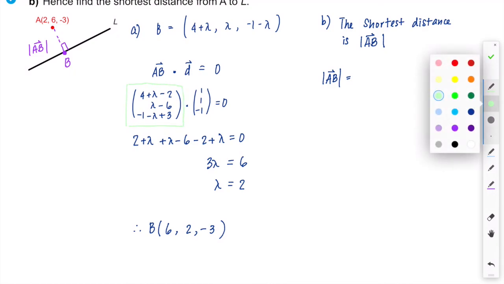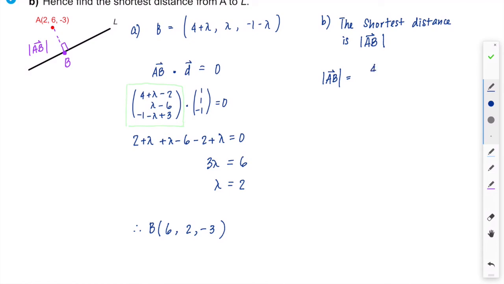Because lambda is now 2, so our 4 plus 2 minus 2 is 4. And then 2 minus 6 is negative 4. Negative 1 minus 2 plus 3 is 0. So we're looking for the magnitude of the vector (4, -4, 0). This is the square root of 16 plus 16 plus 0, square root of 32, 16 times 2, so 4 root 2 units. Okay, we can find this exactly.